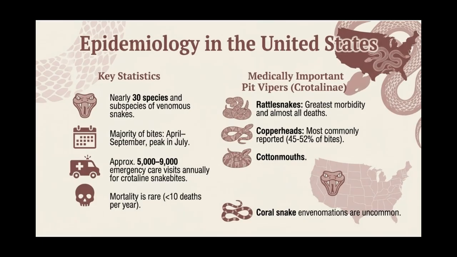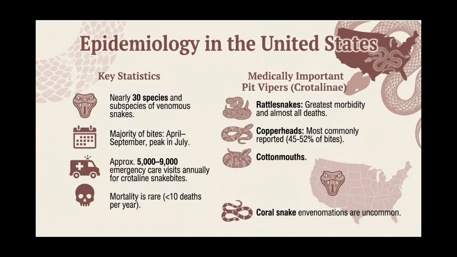Almost all clinically significant snake bites in North America come from the Viperidae family, specifically the subfamily Crotalinae, known as pit vipers. This group includes rattlesnakes, cottonmouths, and copperheads. Copperhead snakes are the most frequently involved in bite incidents, accounting for nearly half of reported cases each year. Rattlesnakes are widespread across most of the United States, especially in the western and southern regions.